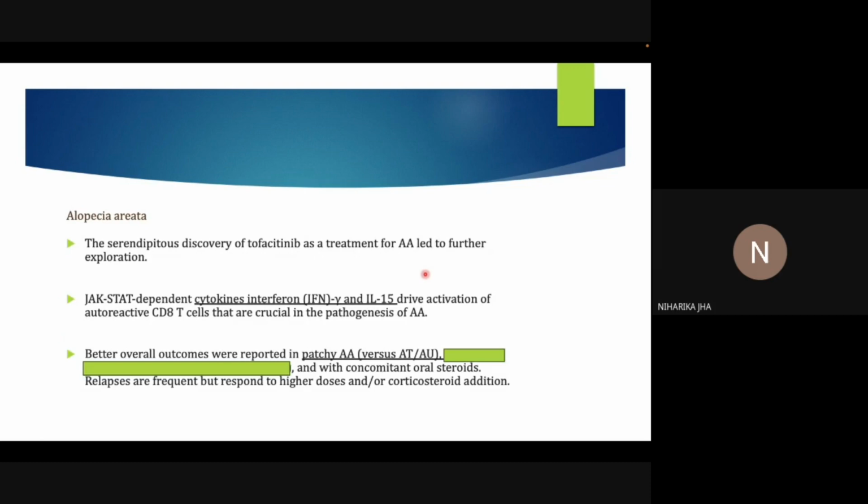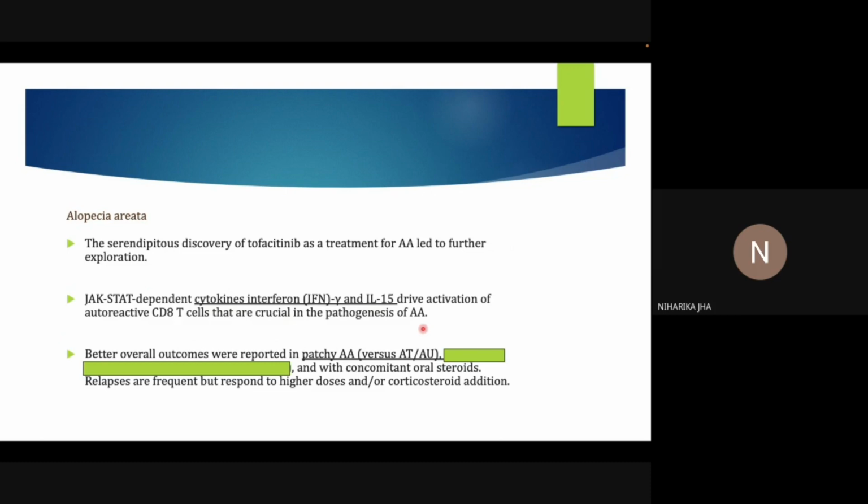Coming to the next disease, which is alopecia areata. The usefulness of tofacitinib in alopecia areata as a treatment option was actually a serendipitous discovery, which led to the further exploration of tofacitinib as a potential treatment option. So what did tofacitinib do? It causes the inhibition of JAK-dependent cytokines, which are interferon gamma and interleukin 15, which drive the activation of autoreactive CD8 T cells. And this step is particularly crucial in the pathogenesis of alopecia areata.